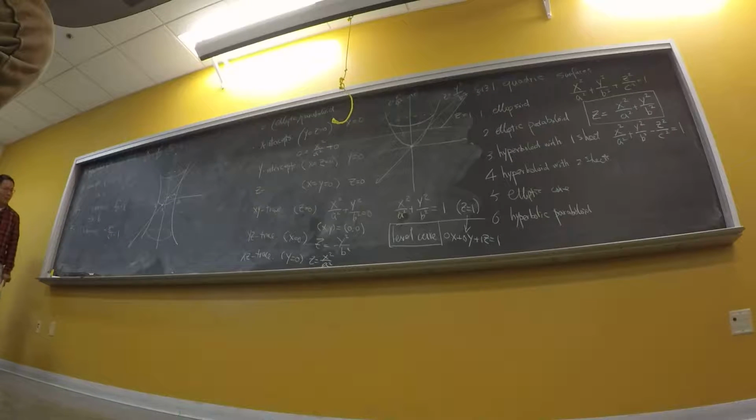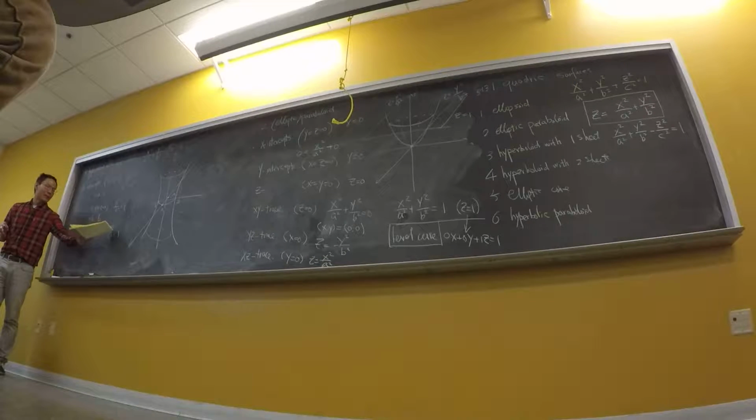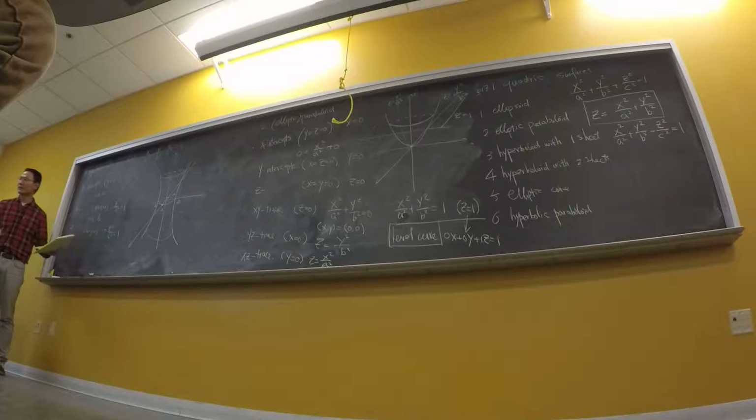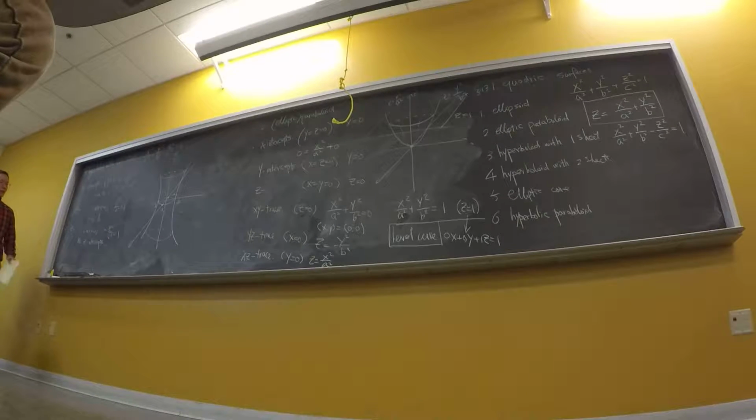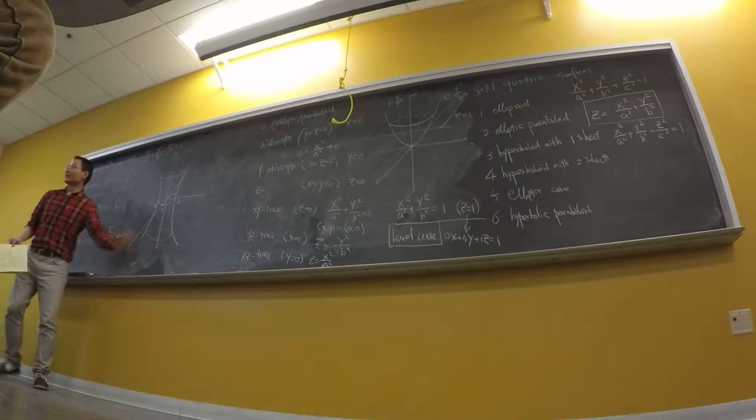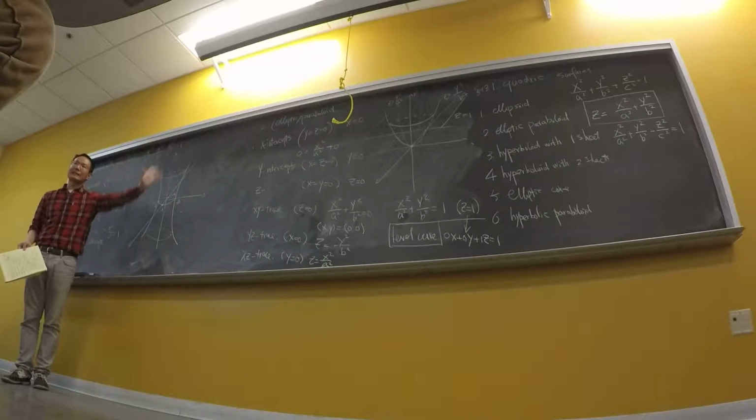What happens? You have positive equals minus, this can never happen, so there are no z-intercepts. You can also see from the picture, it is going along the z-axis, and there's no intercept at all.